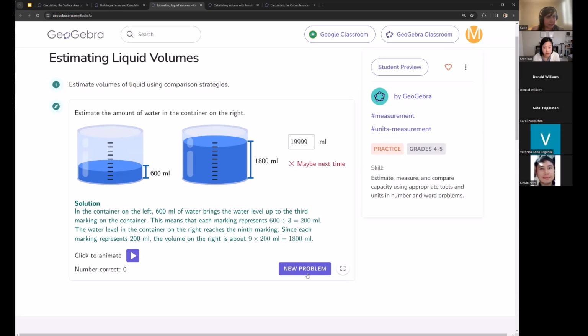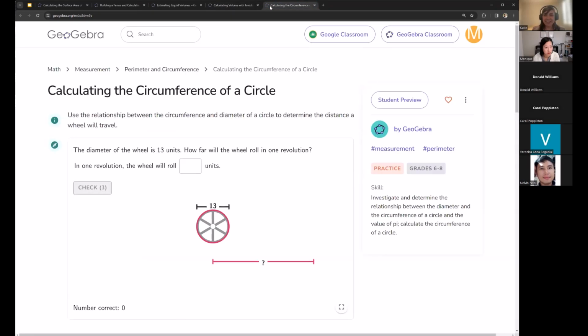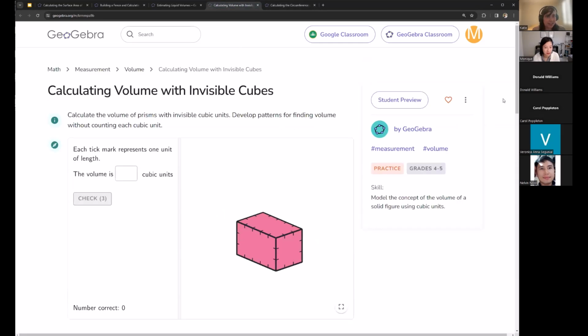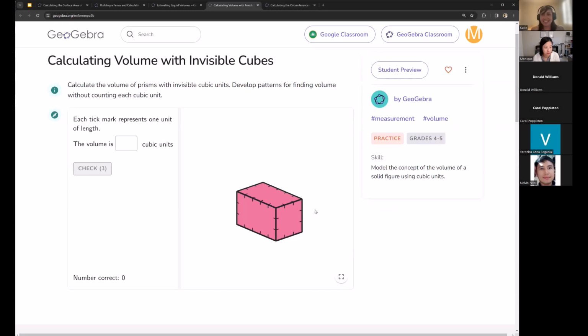Right. Let's see. Let's try to fit in one more circumference one, if you don't mind, the calculating circumference of a circle. And hey, Monique, this one, let's see. Actually, no, that one we can use for GeoGebra Classroom. Maybe we can skip past that one real quick to the invisible cubes one. Yes, that's the one. All right, so Monique is actually the designer on this one. So would you like to take it away and tell us what this one's all about?